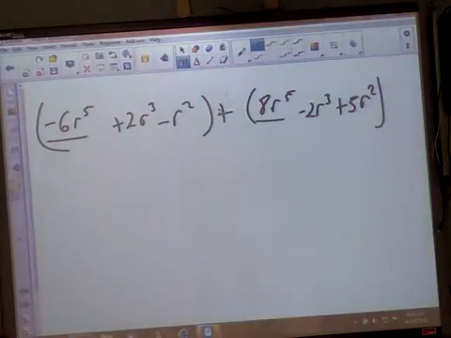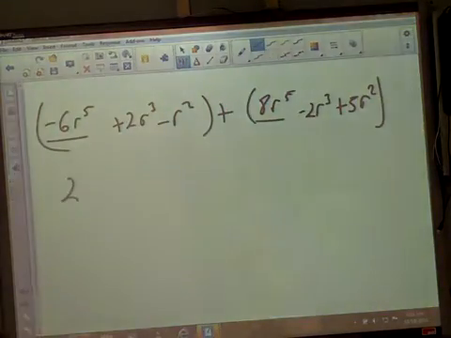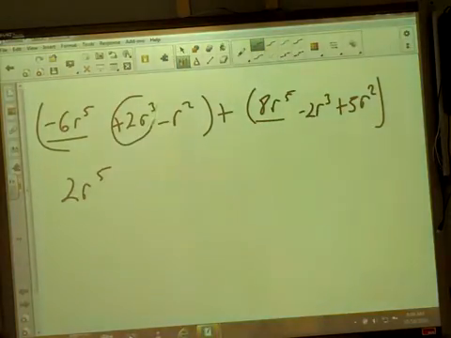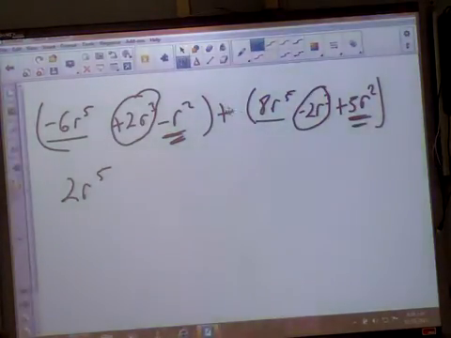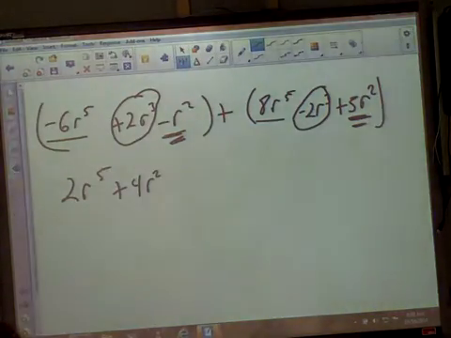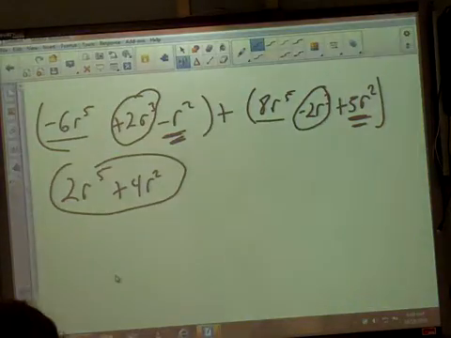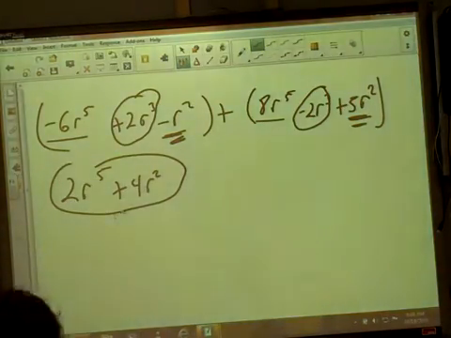Yeah, I do. So I'm going to add those, -6r to the 5th plus 8r to the 5th, that's a 2r to the 5th. Okay, then next on my left side is 2r cubed, so I go hunting on the other side for one of those. I got one right there. 2 of them plus -2 of them, that's gone. And my last thing, I got a -r squared and a 5r squared. -1 plus 5 is +4. So that'd be it.